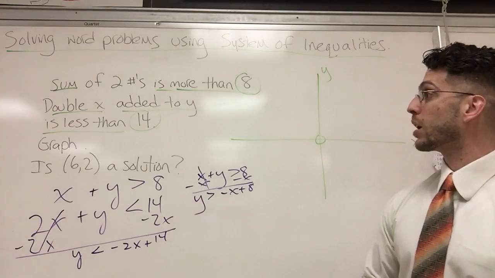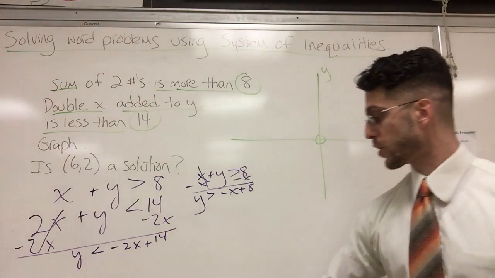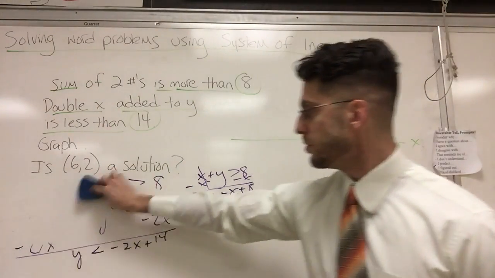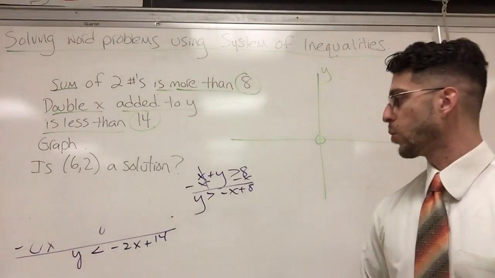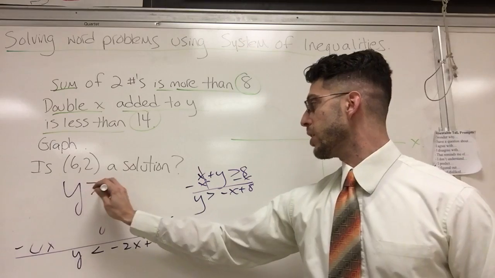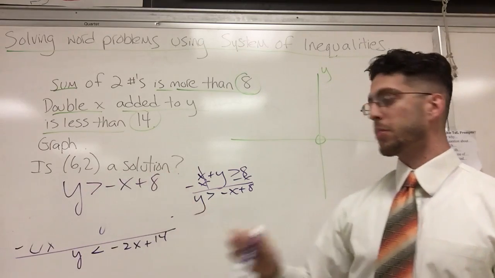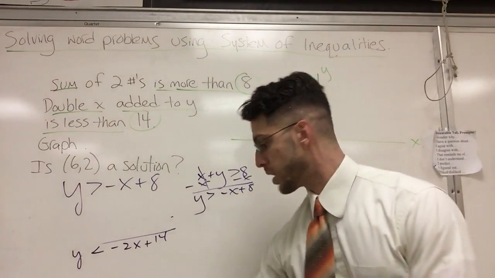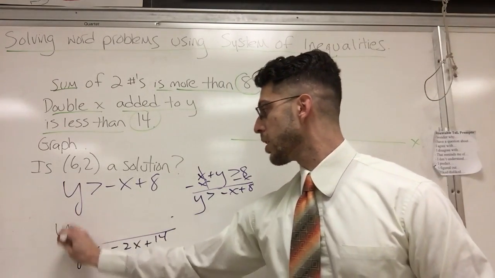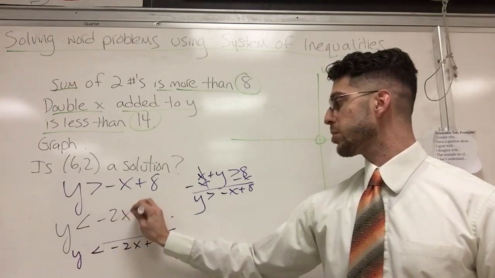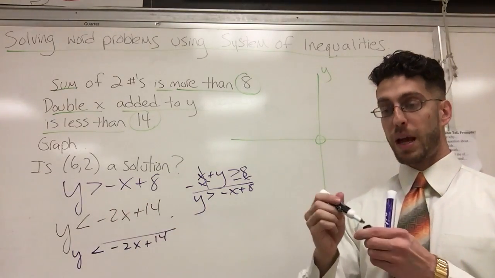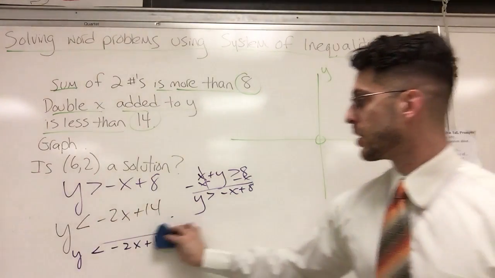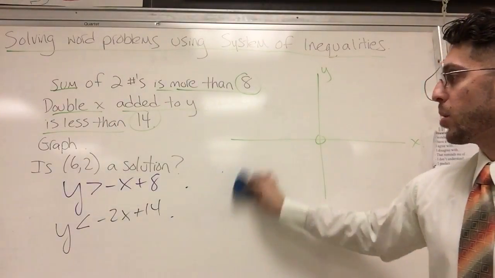Let me write them in different colors. So the purple one, y greater than negative x plus 8, that'll be my purple line. And then my green, no, I'll go black, y less than negative 2x plus 14, that will be my black line, okay? So let's start with the purple line.